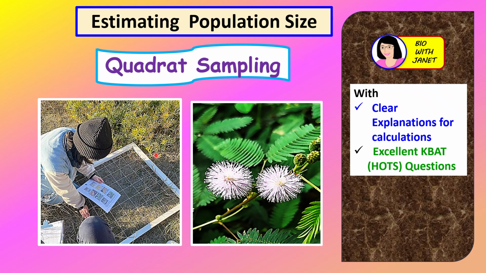Teacher Janet here. In this video, we will study the quadrat sampling technique, which is a method to estimate the population size of plants in the school field. So, clear explanations will be given, and also we will discuss how to use the formulae to calculate population size, density, percentage coverage, and frequency.